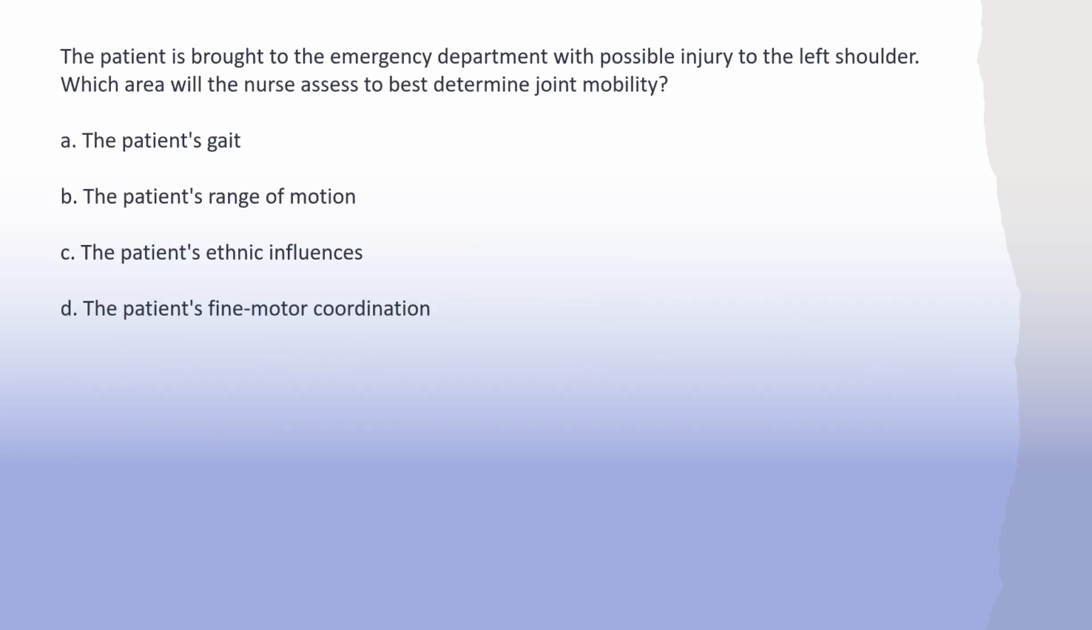The patient is brought to the emergency department with possible injury to the left shoulder. Which area will the nurse assess to best determine joint mobility? A. The patient's gait. B. The patient's range of motion. C. The patient's ethnic influences. D. The patient's fine motor coordination.